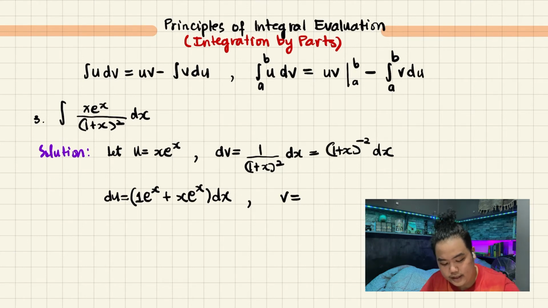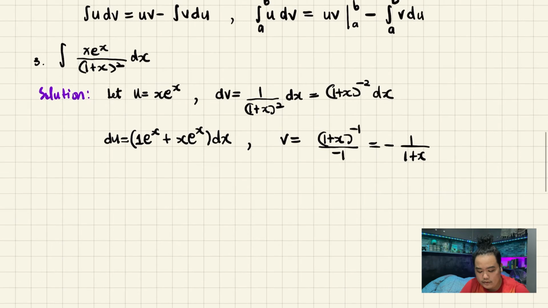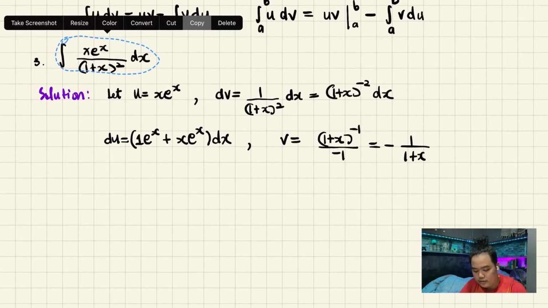Linear lang naman kasi yung nasa loob nito, no? So by chain rule, magiging 1 plus x raised to negative 1 divided by the new exponent. Or, that is the same as negative 1 over 1 plus x. And let us apply the IBP formula or the integration by parts formula. Kopyahin ko lang to.